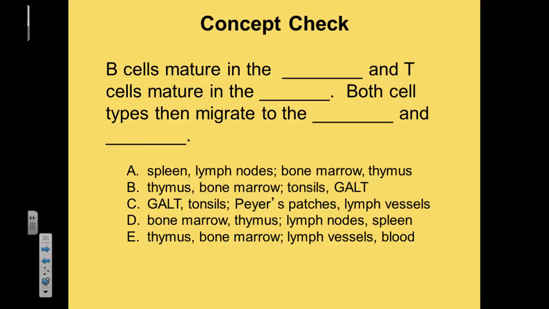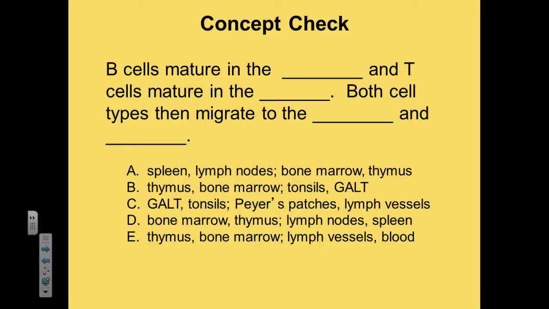So, concept check, class. B cells mature in the blank and T cells mature in the blank. Both cell types then migrate to the blank and the blank. So, get me an answer. Pause the video and rewind, check your notes, check your text, or rewind the video. 1, 2, 3, 4, 5.